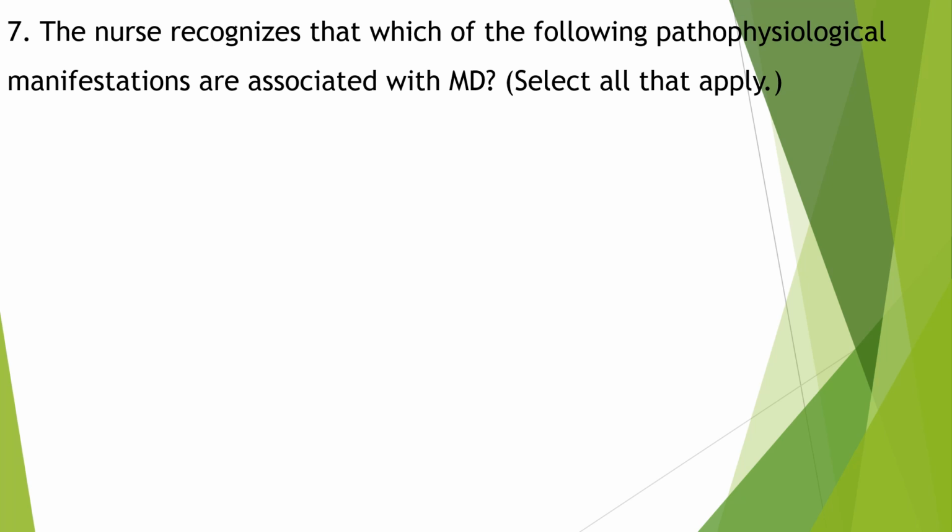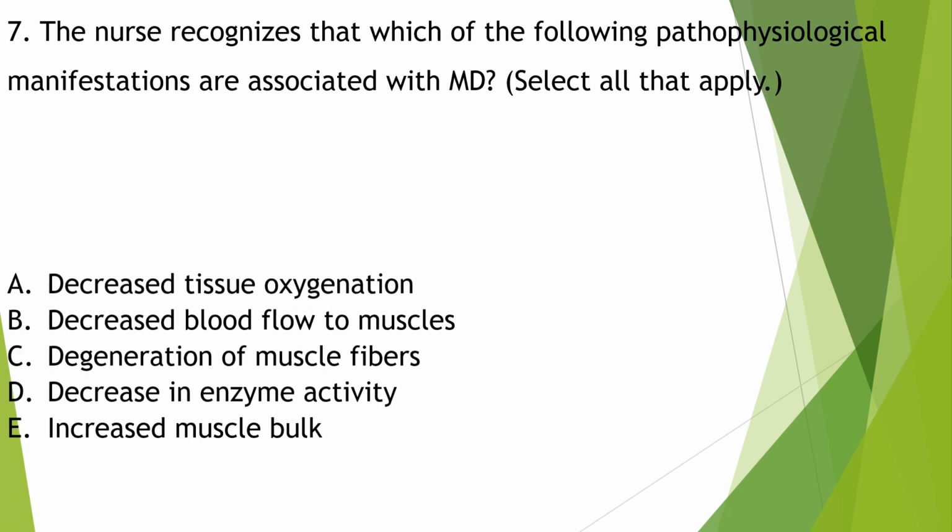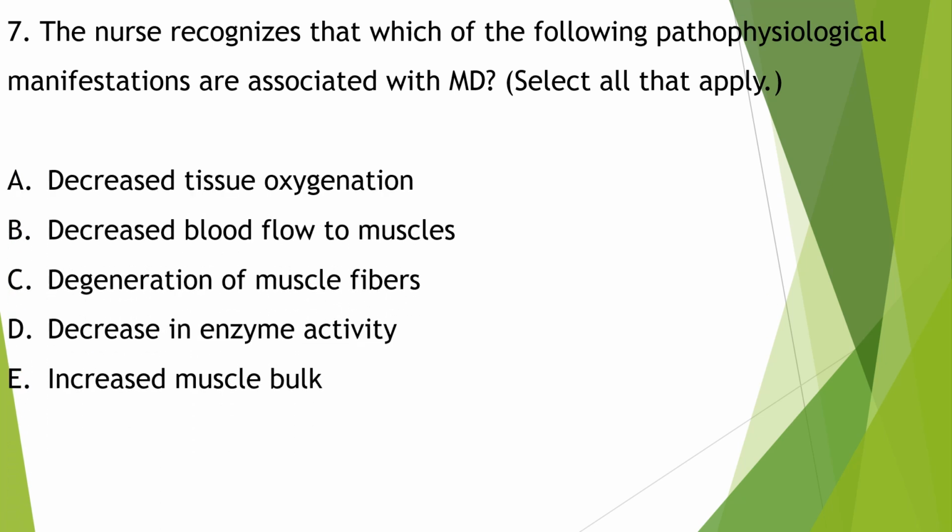The nurse recognizes that which of the following pathophysiological manifestations are associated with muscular dystrophy? Decreased tissue oxygenation, decreased blood flow to muscles, degeneration of muscle fibers, decrease in enzyme activity, increased muscle bulk. In muscular dystrophy, there is reduction in the muscle bulk, not an increase. There is also decrease of blood flow to the muscles. So it results in degeneration of the muscle fibers, and over time it will affect the tissue oxygenation.